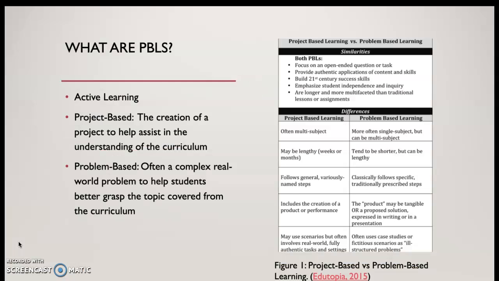So the first question is, well, what are PBLs? PBLs are two different types of what we consider active learning, learning that is interactive, hands-on, and creative. PBL really stands for, there are two names. It's called project-based learning and problem-based learning.